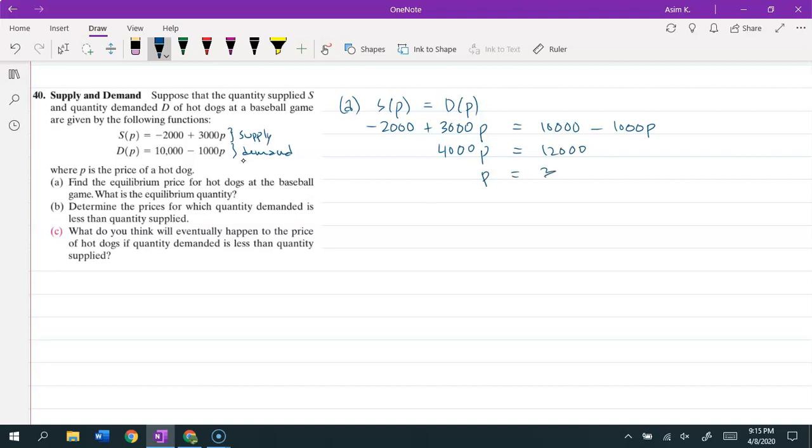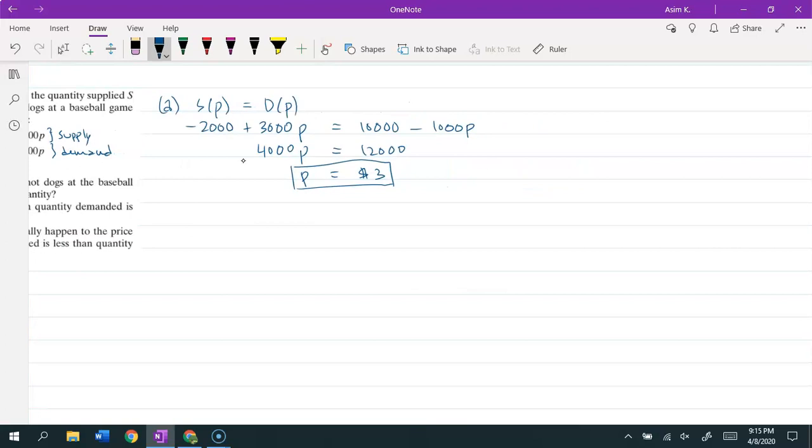And so P is equal to $3. So at a price of $3, the suppliers are willing to sell it, and the people who are consumers are willing to buy it at $3. So that's called the equilibrium price. Now it says, what is the equilibrium quantity at that point? You can take P equal to 3 and plug it into either one of the equations, the supply equation or the demand equation. That's the really neat thing.